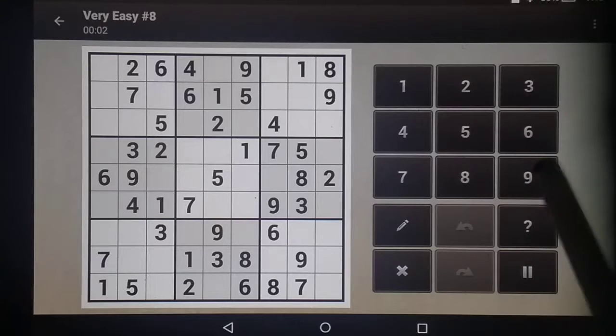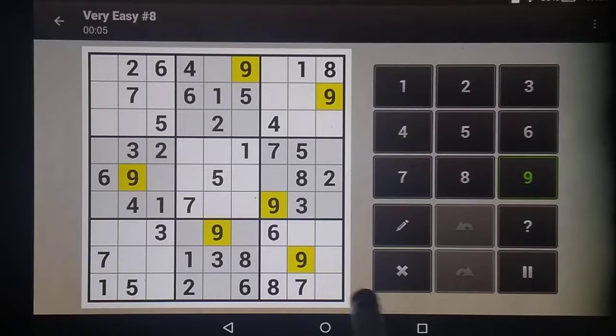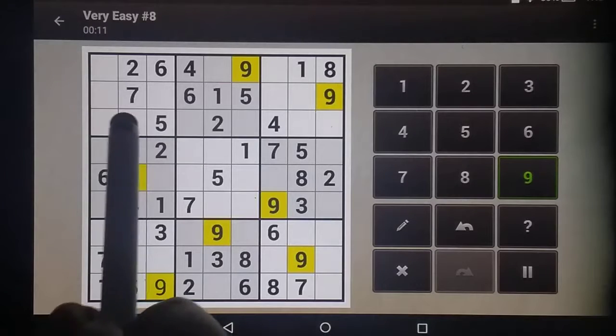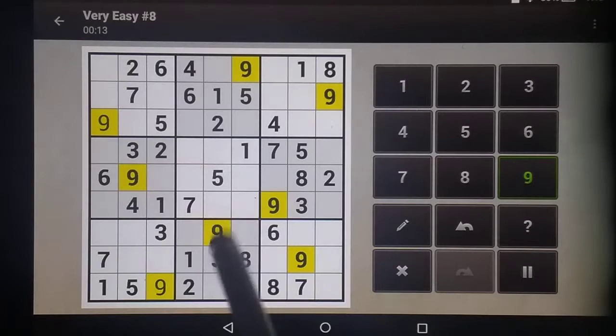So, very easy number 8. Let's see how this one's going to go. These two rows are blocked, so that's that one. These two rows are blocked. This column is blocked, and that's that one. These two columns are blocked. That's that one. On to the 8s.